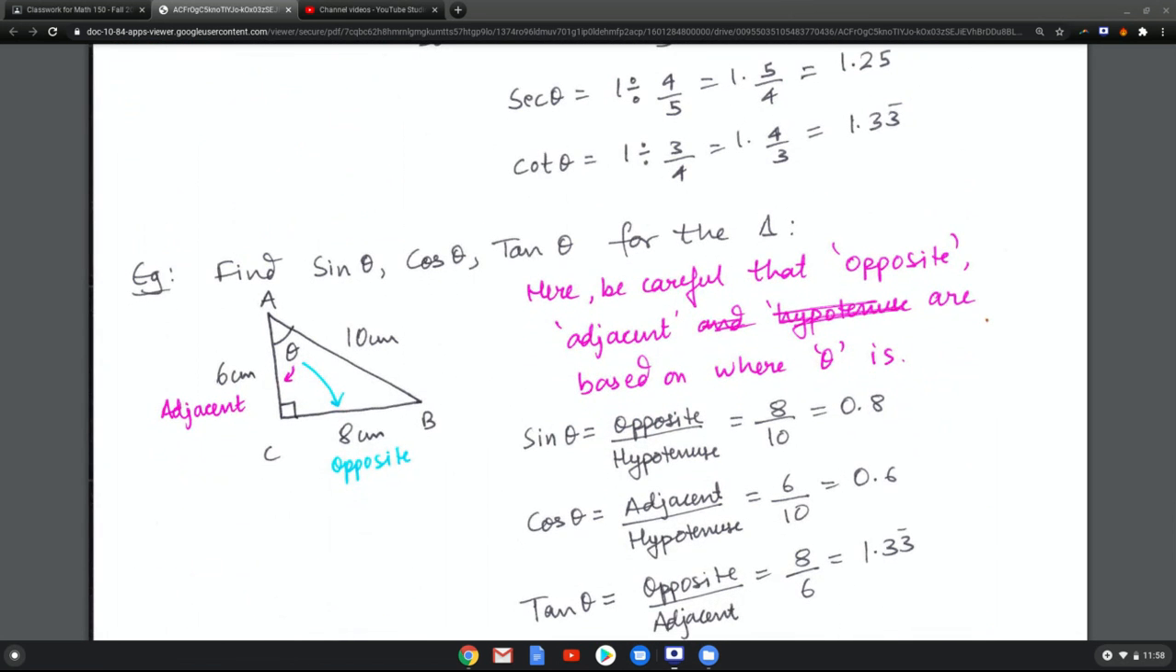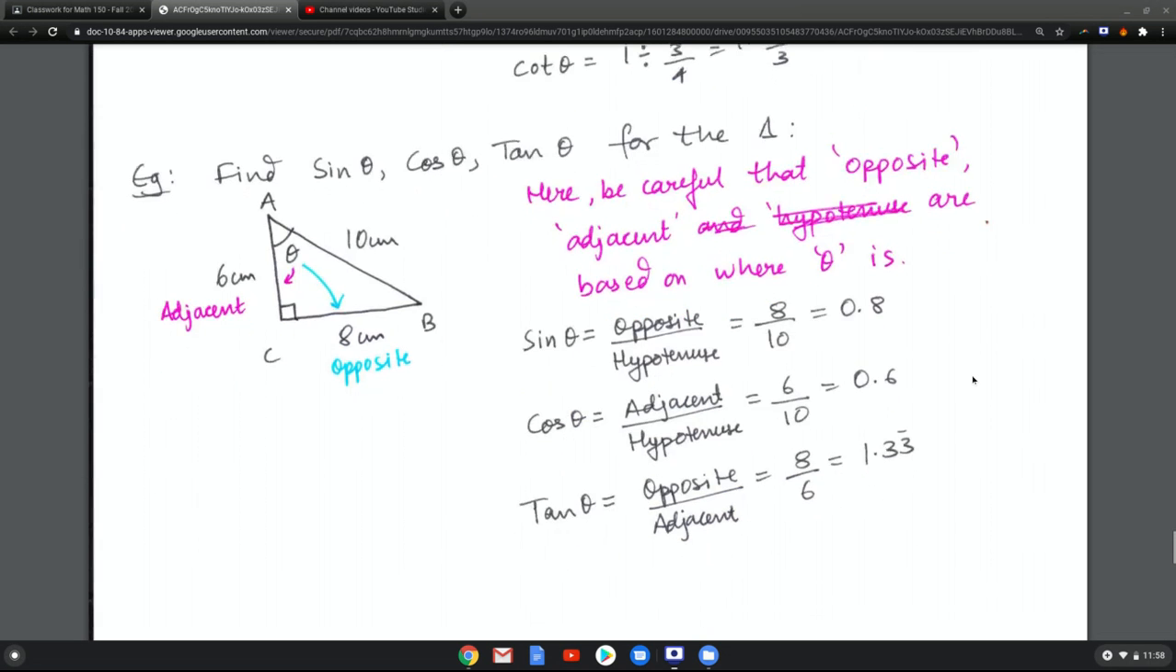Now let's look at another example. Here, you have to be careful, theta is not the angle that we have been marking before. It's the other angle. So now the opposite with respect to this theta is the one that's at the bottom, and the adjacent is the one that's vertical. So the value of sine, cosine, and tangent changes accordingly.